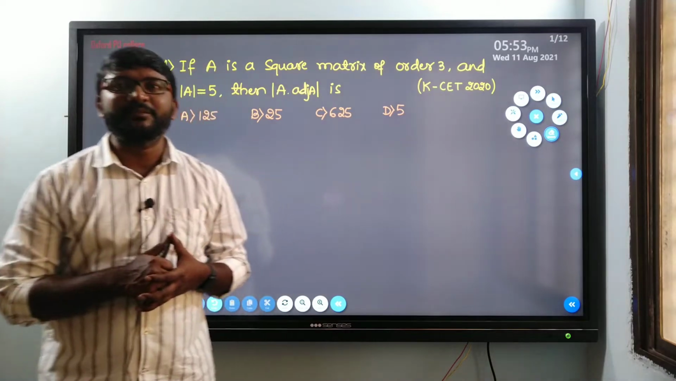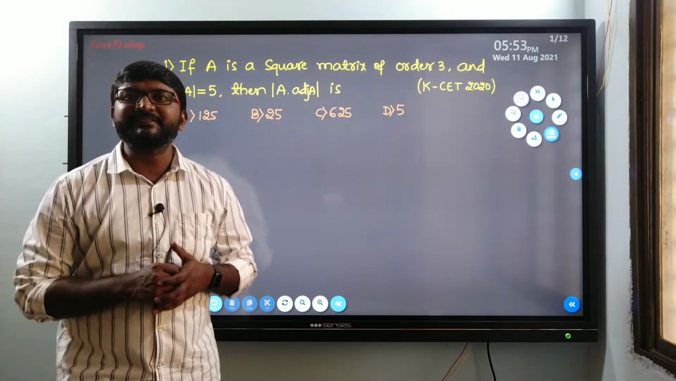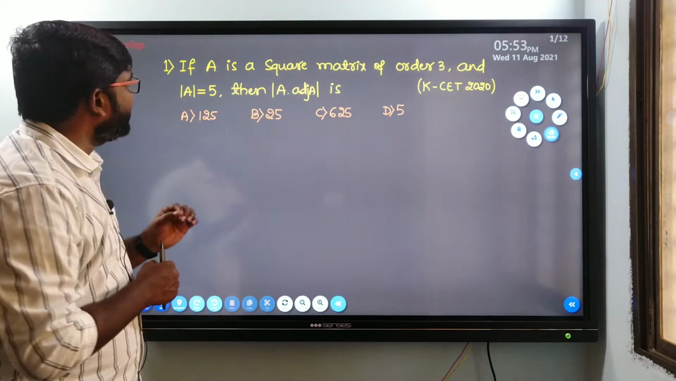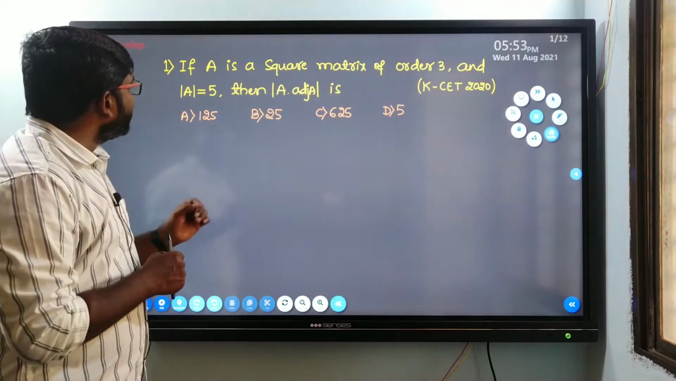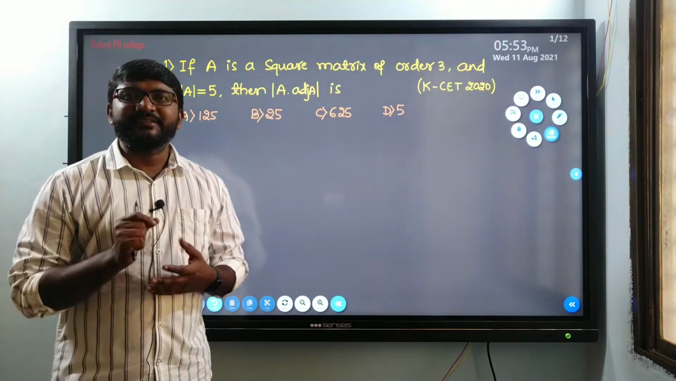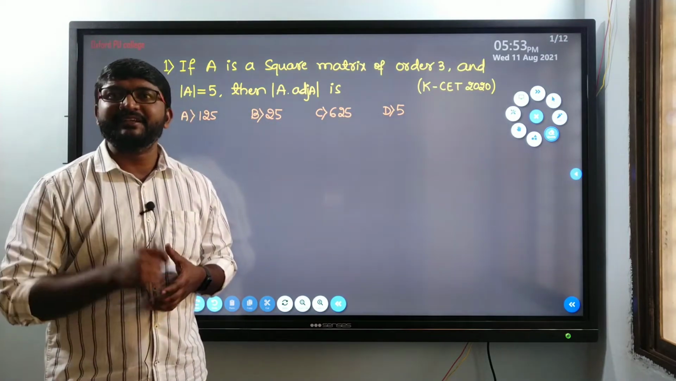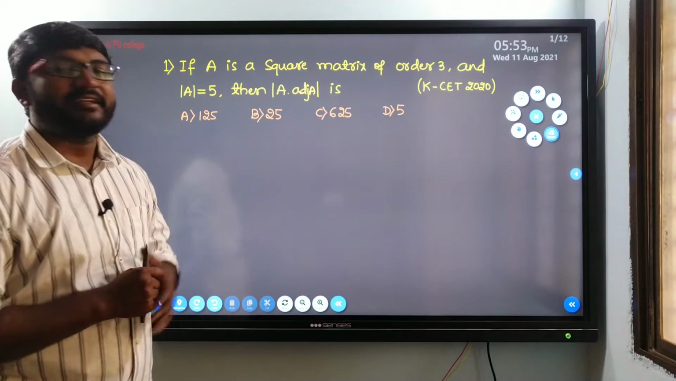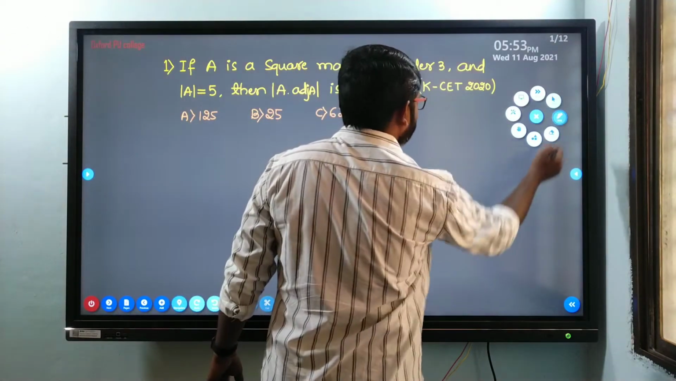So in today's class I will be solving some of the previous year Karnataka CET questions on determinants. In question number 1 it is, if A is a square matrix of order 3 and determinant of A equals 5, then what is the value of determinant of A into adjoint A? This was asked in Karnataka CET 2020. So let us go ahead with the solution here.